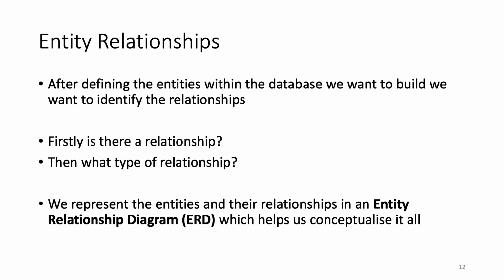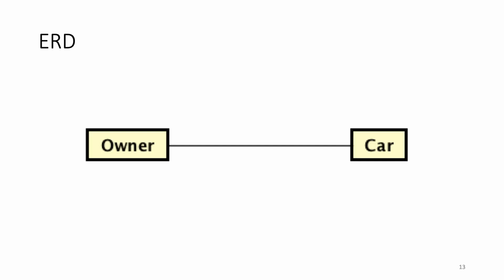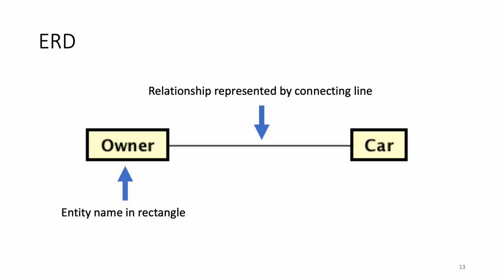Okay, so we've identified the entities. We know there are relationships between entities, so we're now going to map these out in an entity relationship diagram. The format we use is entities as square boxes, the entity name in a rectangle, and then some kind of line that connects them to represent a relationship between the two items. So car and owner, they have a relationship. We'll worry in a minute about what that type of relationship is, but we know there's going to be a line between them.